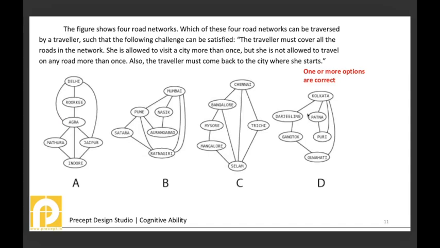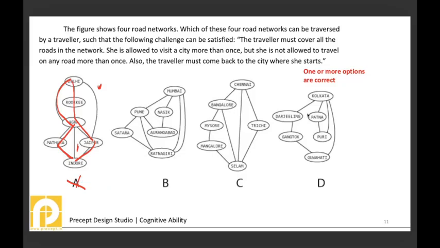Okay. So let's start with option A. So what are the conditions? We have to travel through all the roads. We can travel through a city more than once. We are not allowed to travel on any route more than once. We have to cover all the road networks, and the traveler must come back to the city where she starts. Let's take the most connected city, say, Indore, for example. Here, option A: Mathura, Agra, Delhi, Roorkee, Agra, Jaipur, and Indore. But in that case, we are losing this route, so A is not possible.